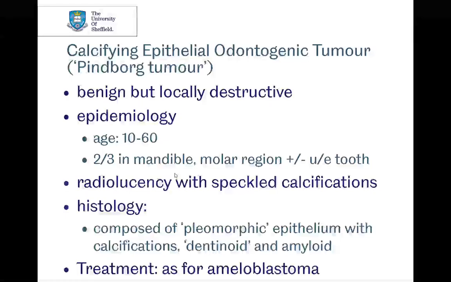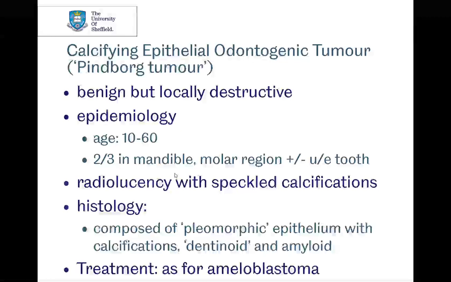The third of these tumours is the calcifying epithelial odontogenic tumour. Now, this was originally described way back in the 1950s by Professor Jens Pinborg, so in some cases and in books and papers you might find it referred to as a Pinborg tumour. In terms of its clinical appearance and its natural history, it tends to act much more like ameloblastoma. It is benign, but it is and can be very locally destructive. It occurs over a wide age range, with most of them again in the mandible, and a good proportion of them associated with an unerupted tooth.